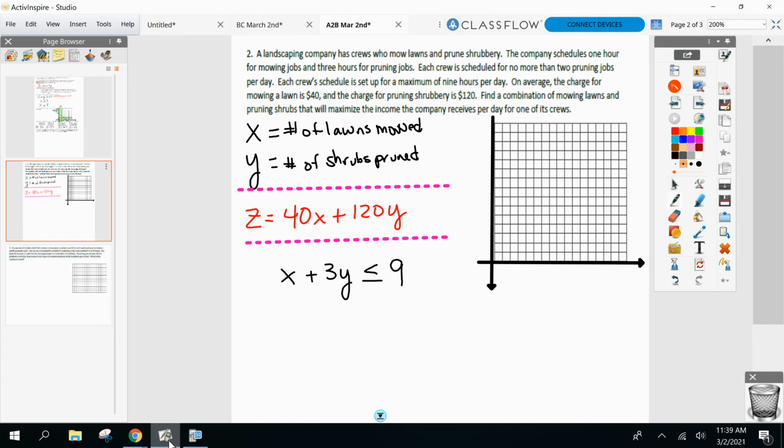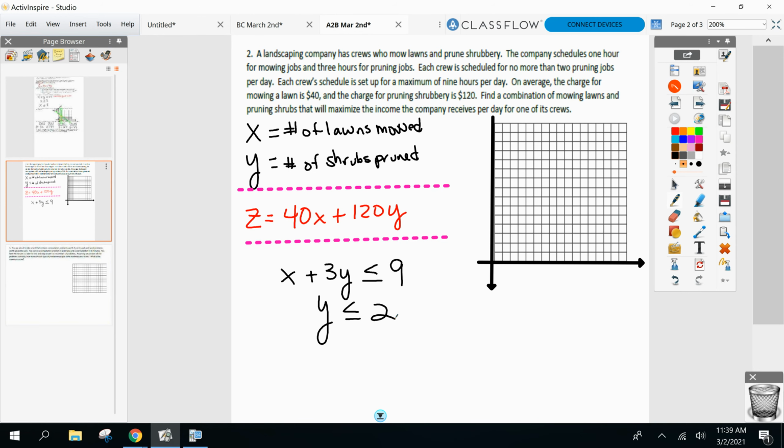Would it be 2y or just y? Just y. Now start using the 2 on the other side. No more than 2. So y is less than or equal to 2. There you go. Good job.